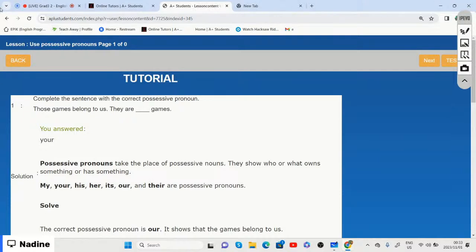All right. So now if we look at possessive pronouns, we said it takes the place of a possessive noun, right? So a possessive pronoun takes the place of a possessive noun. And they basically show who or what owns something or has something. For example, if we use words like my or your, his, her, its, our, or their, we call those possessive pronouns.